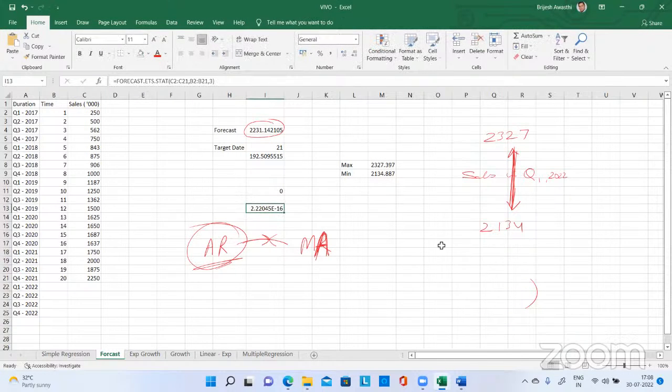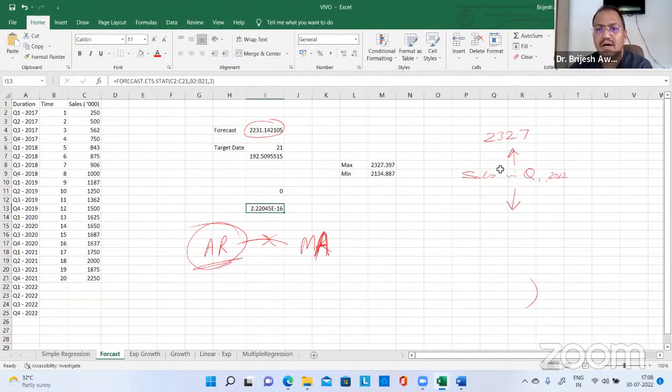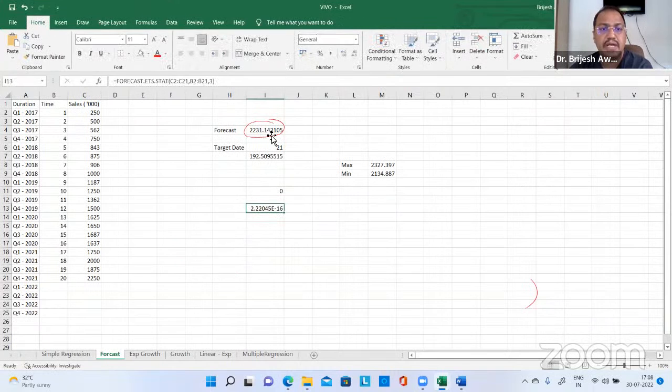Actually, there are some applications, some add-ins which you can use in Excel, and you can get all the things very easily. That means you can apply the ARIMA model in Excel as well. But you have to purchase those add-ins.